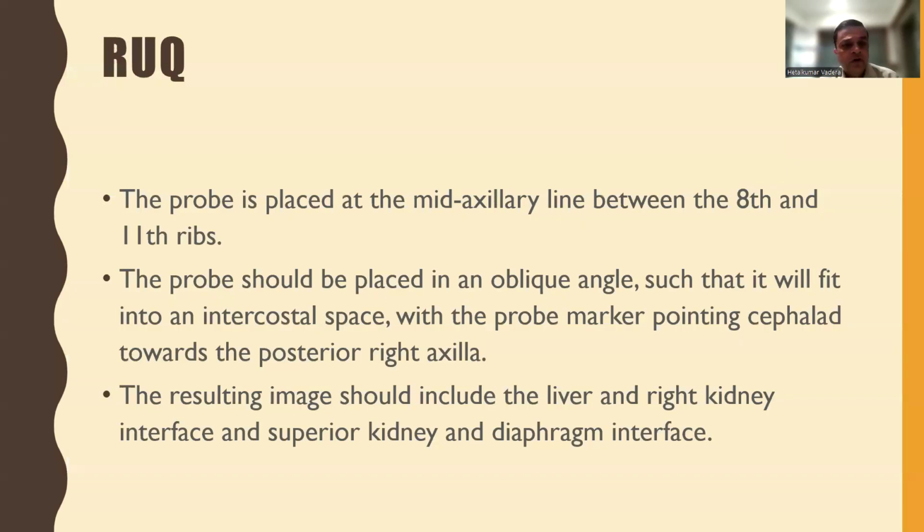So in right upper quadrant view, the probe is placed at the mid-axillary line between the 8th and 11th rib. Probe should be placed at an oblique angle. Sometimes you can keep it vertical also, but if you place it a little oblique in the intercostal space, rib shadow will not come in between. But you have to manipulate the probe to see the best picture, with the probe marker pointing cephalad and towards the right posterior axilla. The resulting image should include the liver, right kidney, and the liver-kidney interface, and the diaphragm interface. So we are looking for subdiaphragmatic collection and collection in Morrison's pouch.